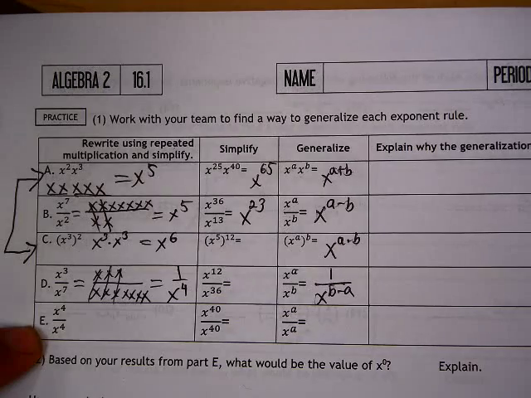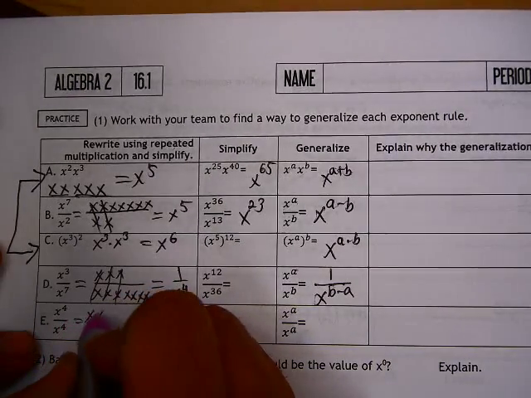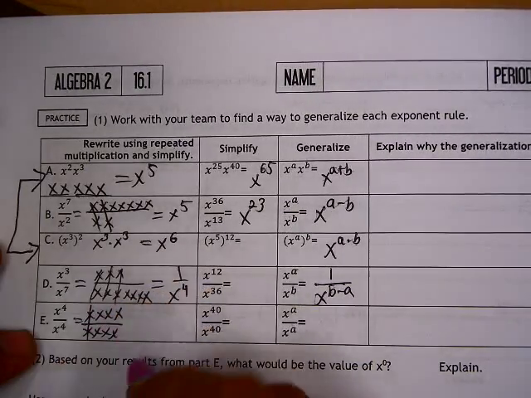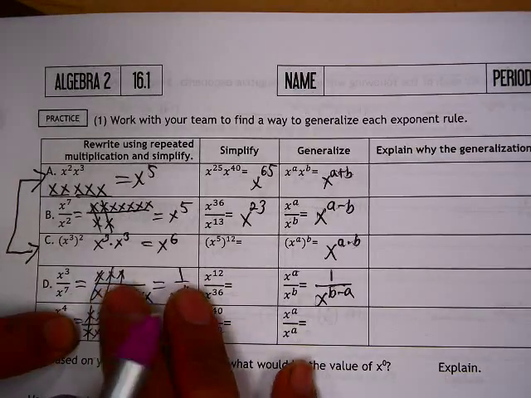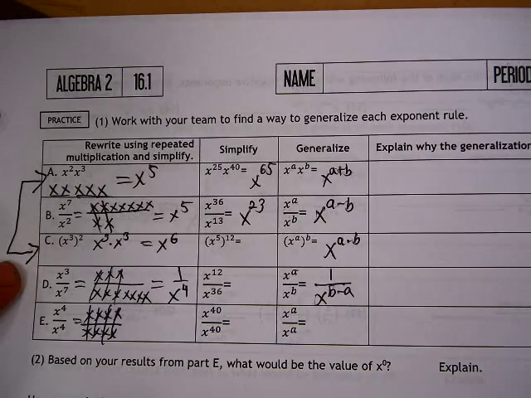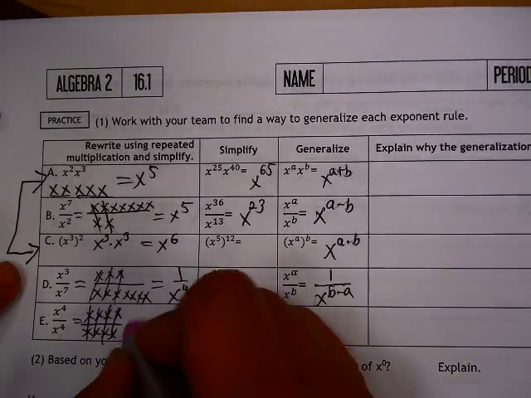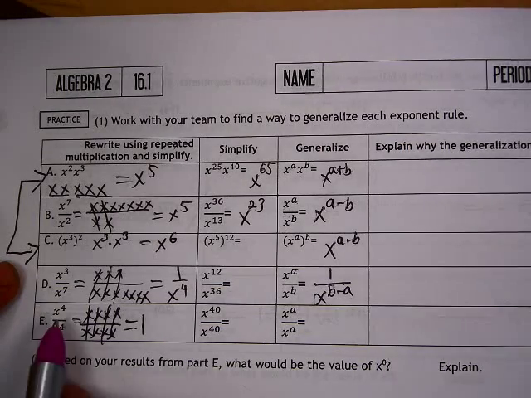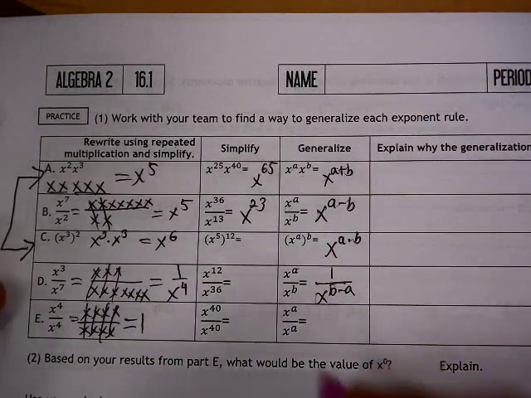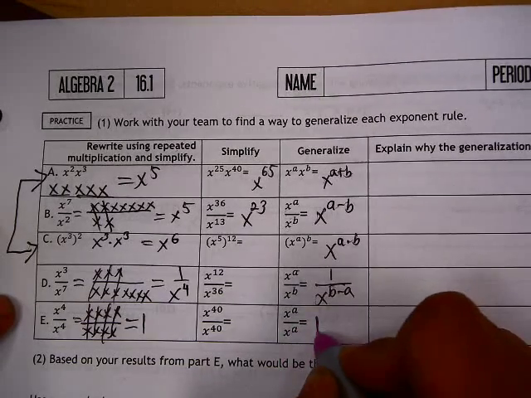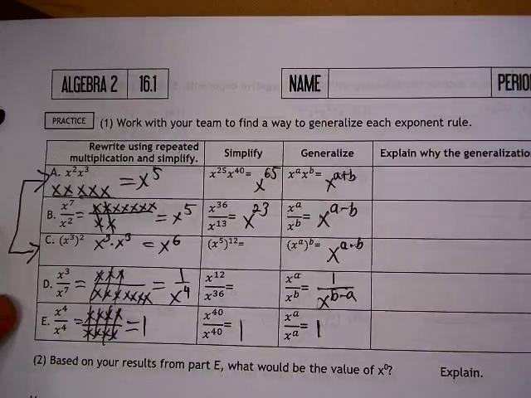Here we have x to the 4th over x to the 4th. X, x, x, x over x, x, x, x. If I cross that off, what am I left with? Just that part. That would be a 1. So if I end up crossing all of them off, that would be equal to 1. So x to the a over x to the a is equal to 1.